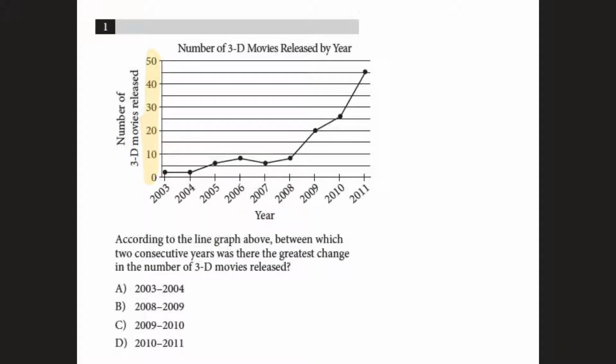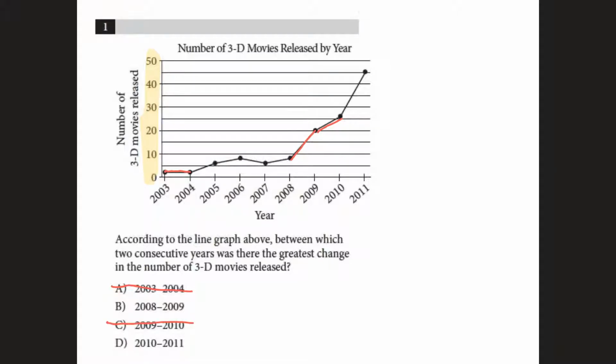So the greatest change would be the change in the output, or the change in the movies released, right? So we're looking for the portion of the graph that has the steepest slope. So let's just go down through these and see what we get. 2003 to 2004, that's not very steep at all. Hardly any change in the output. 2008 to 2009, well, that's an output change of a little bit more than 20. So that could be it. Let's see, 2009 to 2010. Well, that has smaller output than 2008 to 2009, so I know that's not it.